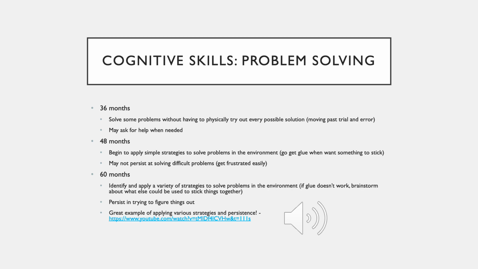And then by 5 years old, children should be able to identify and apply a variety of different strategies. So again, building their repertoire and increasing it, and they have more ideas that they can bring forward in their abilities to solve problems for a variety of different tasks. And so you can see for our previous example, if a child is using glue and it's not working out because maybe it got dried out or maybe it ran out, they can brainstorm about another way that they could stick things together.